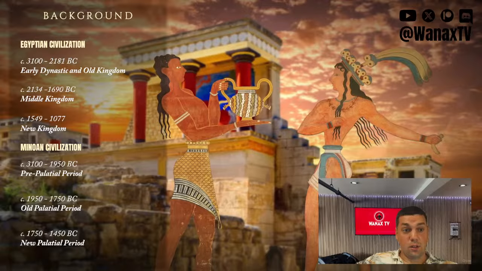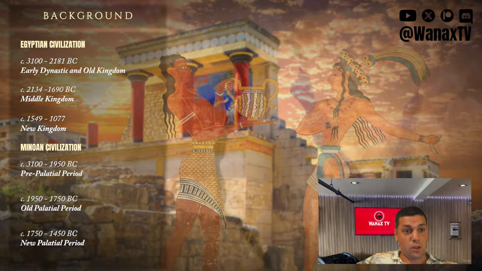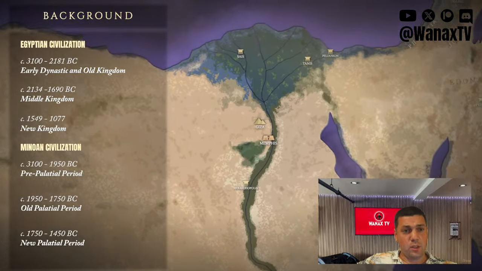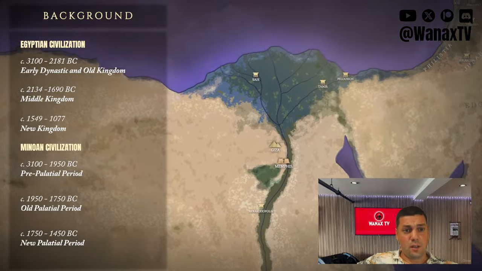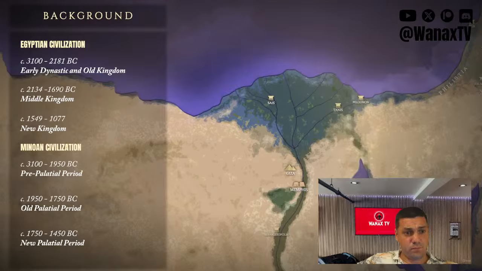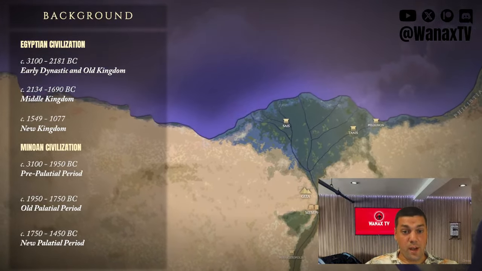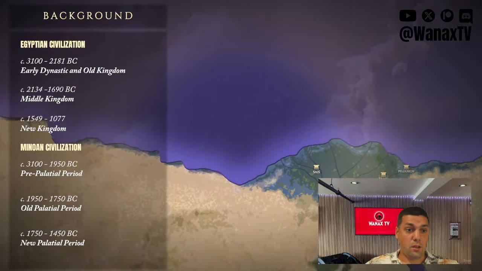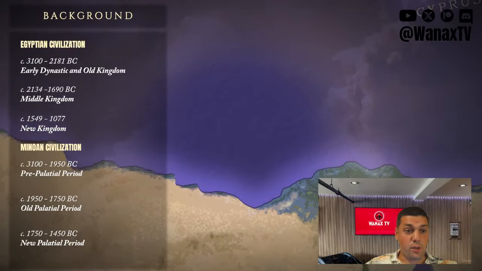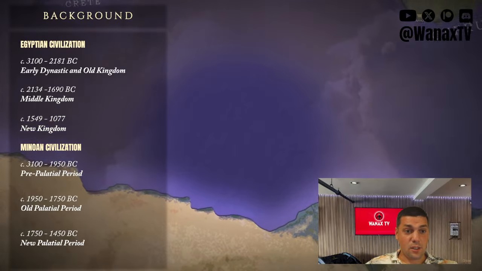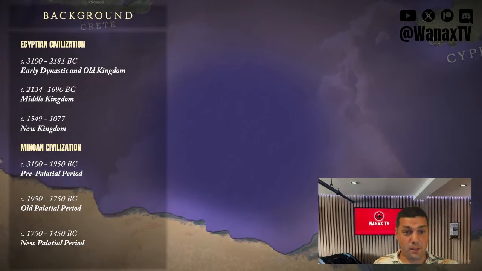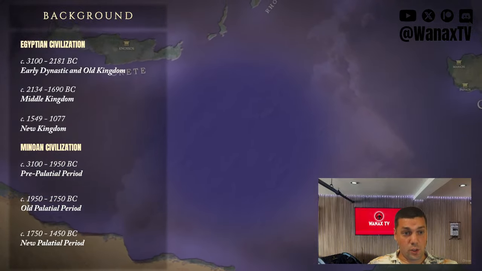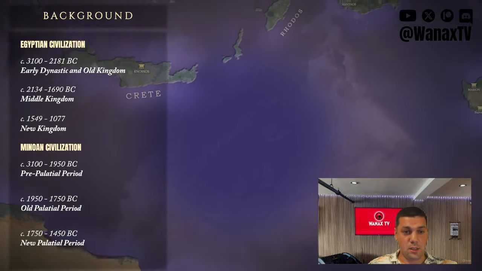The Old Kingdom period ends in about 2181 BC, and then we have the first intermediate period, when there's a lot of internal struggle, a lot of battles between different factions, and eventually the Middle Kingdom emerges at around 2134 BC and lasts until 1690, which is the most relevant period for us, together with the beginning of the New Kingdom period, which starts at 1549 BC.